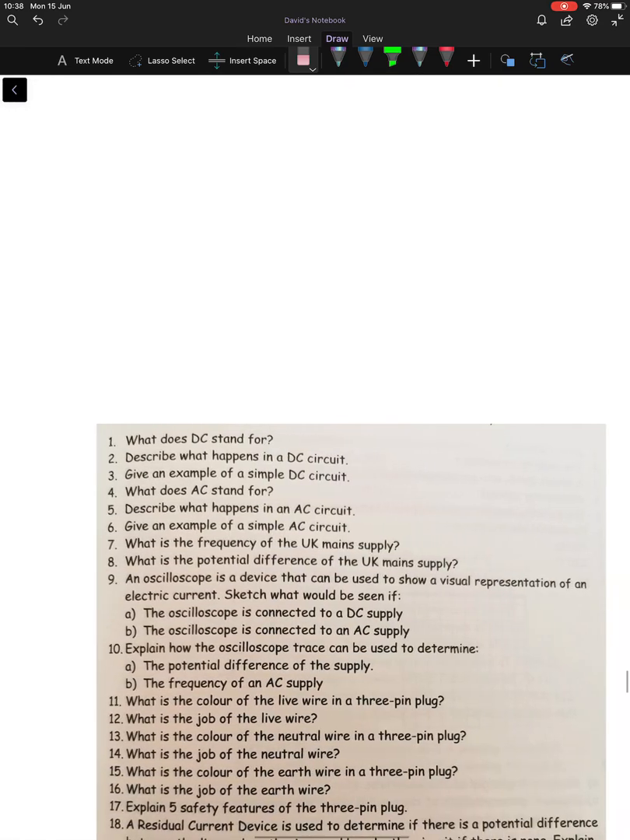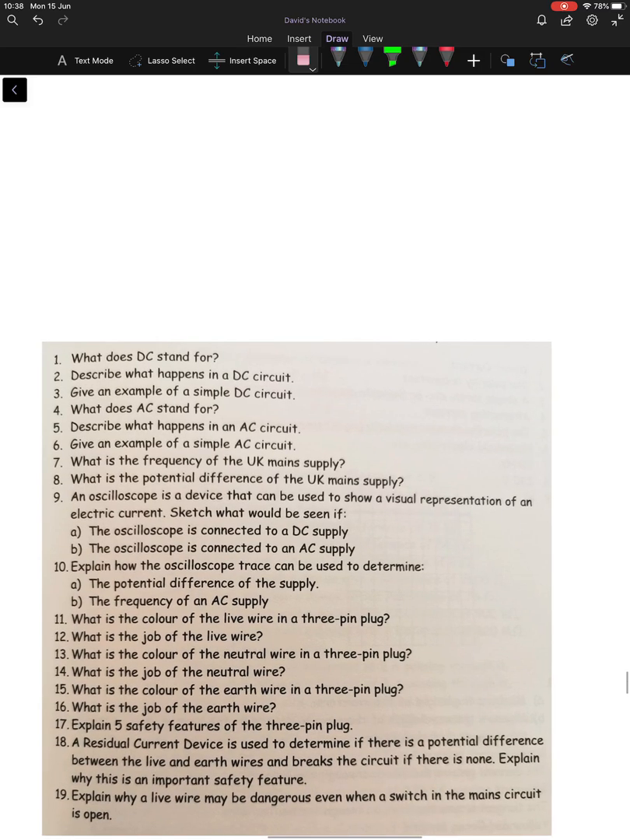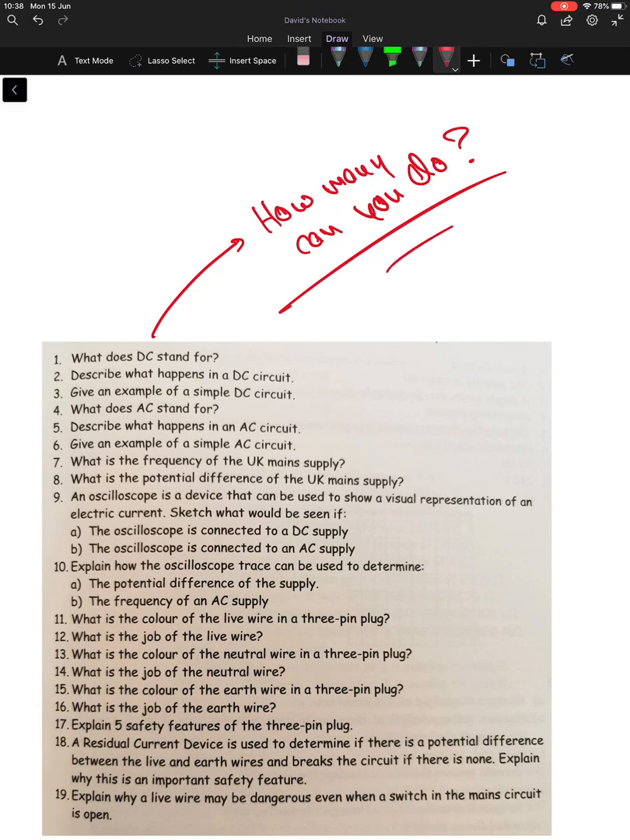And then the last thing I'd like to do, just on your notes page or your notebook, is have a look for me now at these questions. Pause the video. Use your notes. How many can you do? Pause the video, see how many you can have a go at using revision guides, websites, your notes from today's lesson, and then I'll give you the answers in a moment.